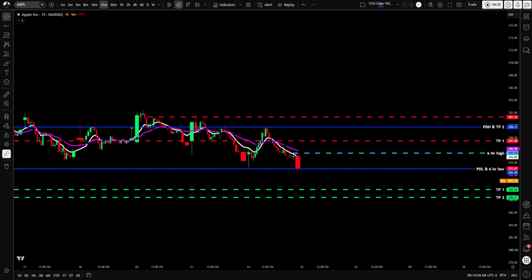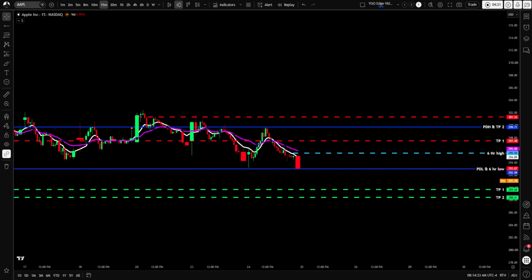So this is that key level for me, 293.07. If buyers defend it, we could see a bounce attempt. But if sellers break, as we already know they broke, they have to come back and let me know that they truly have it. They are truly in charge.